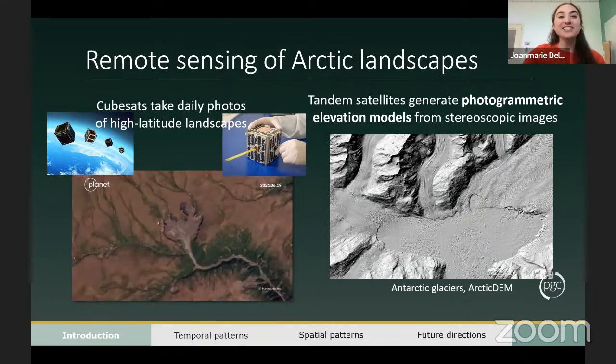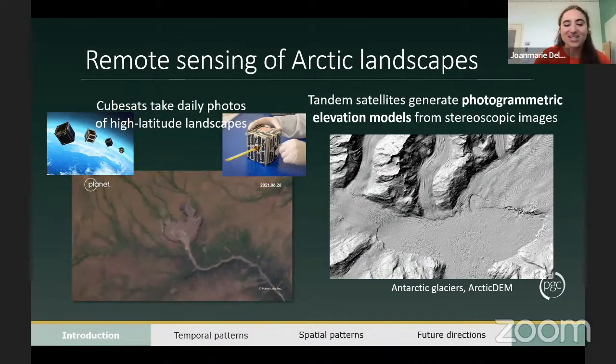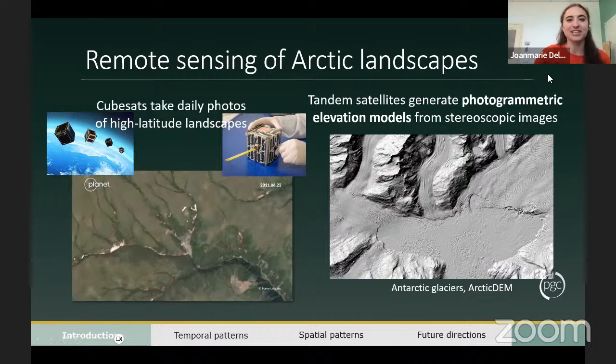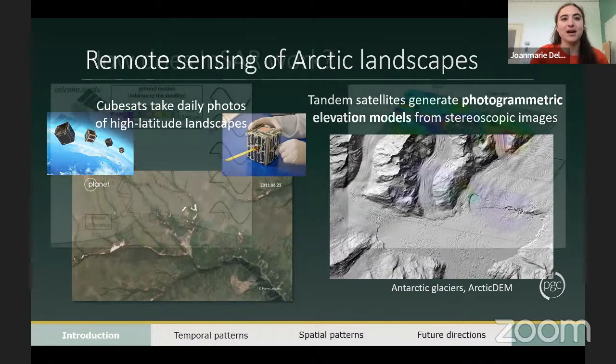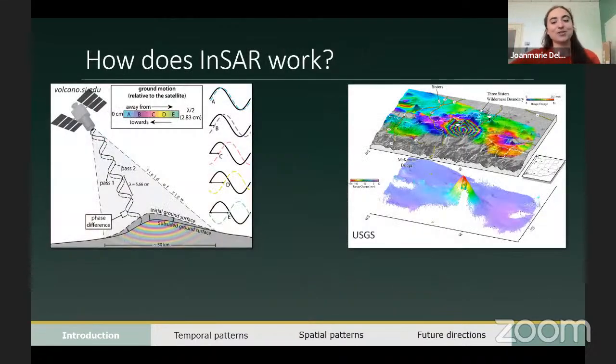We've got more data than ever before to study the changing permafrost landscapes of our planet. And today I'm going to be telling you a little bit about how we use InSAR to do this and how I've used InSAR to study permafrost landscapes.